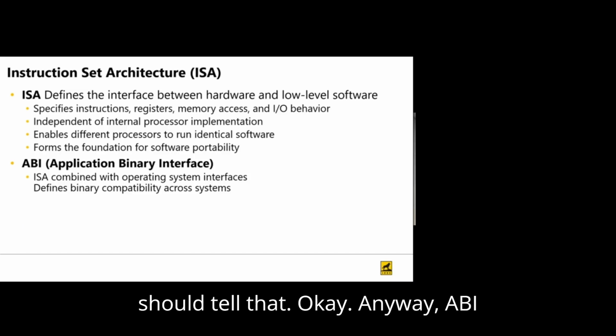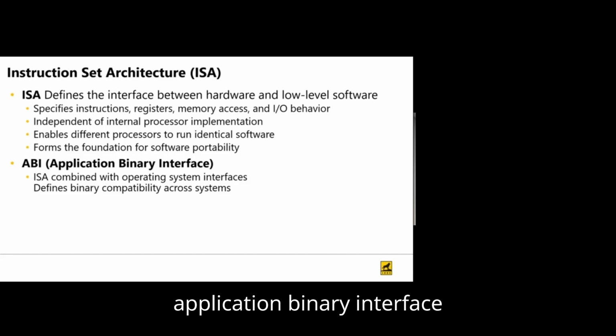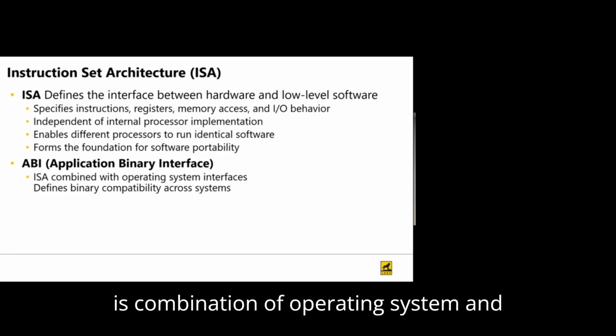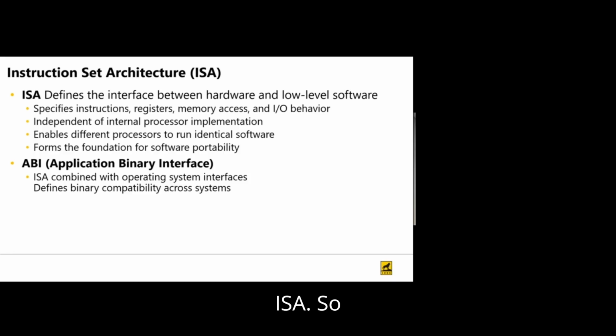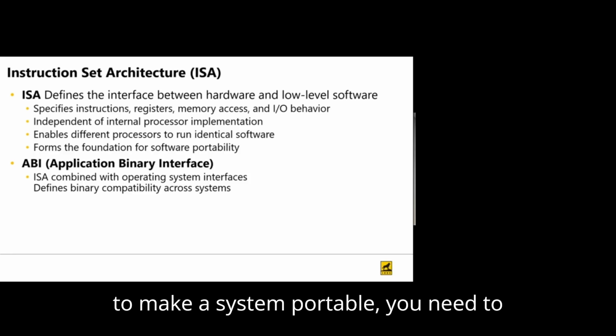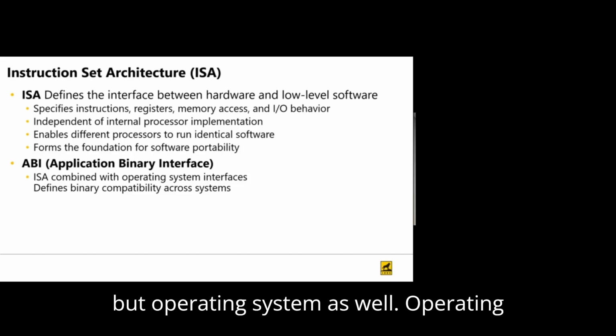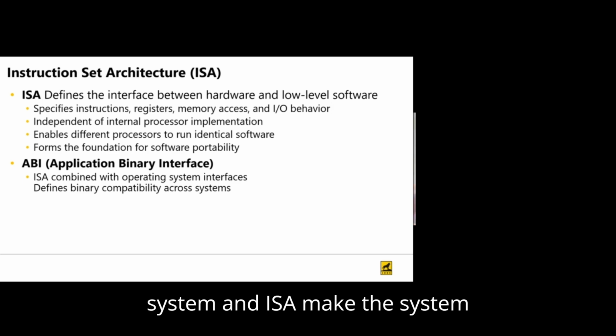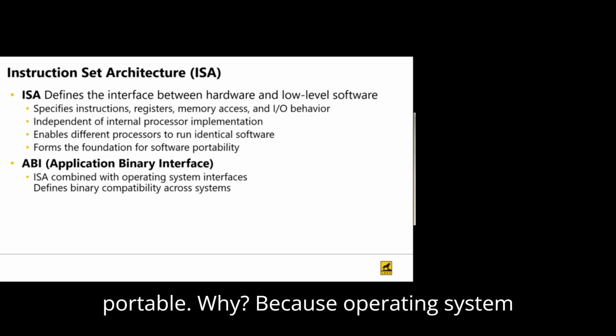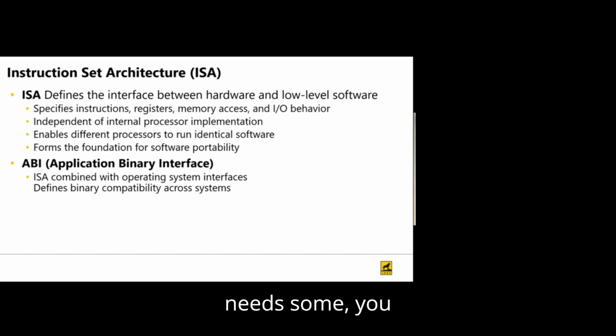I should tell that. Okay, anyway, ABI, application binary interface, is a combination of operating system and ISA. So to make a system portable, you need to have the same ABI. It means not just ISA, but operating system as well. Operating system and ISA make the system portable. Why? Because ISA needs some system calls, interrupt handling, or this kind of stuff that is related to CPU.